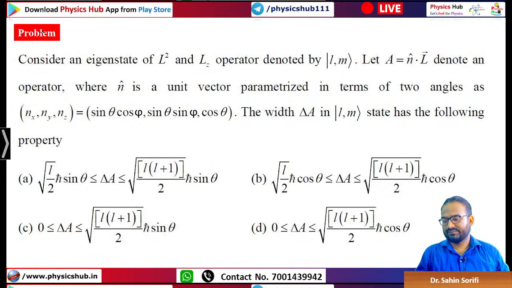Consider an eigenstate of L square and Lz. So the eigenstate is given by |l, m>. Now A is an operator which is defined by n cap dot L, and n cap is given to you. So what we have to find out? How will you do this?